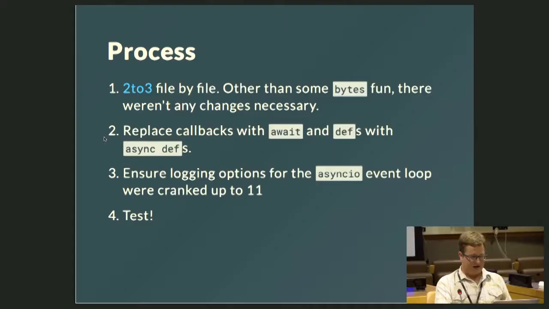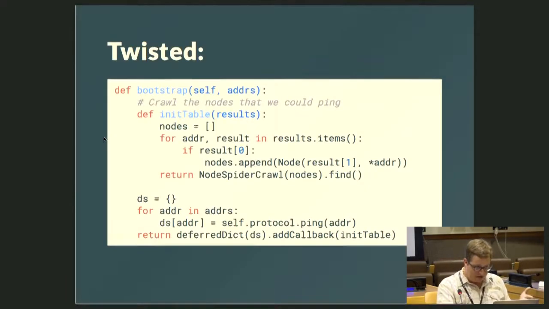So the process I took, well, I used the 2to3 conversion file by file, and it turned out that everything actually was already Python 3 compatible, except for some lots of fun with bytes when it came down to the actual UDP data exchange. I replaced some callbacks with awaits and defs with async defs, and then turned on some awesome logging options in asyncio, and then tested. So what happened was code that looked like this.